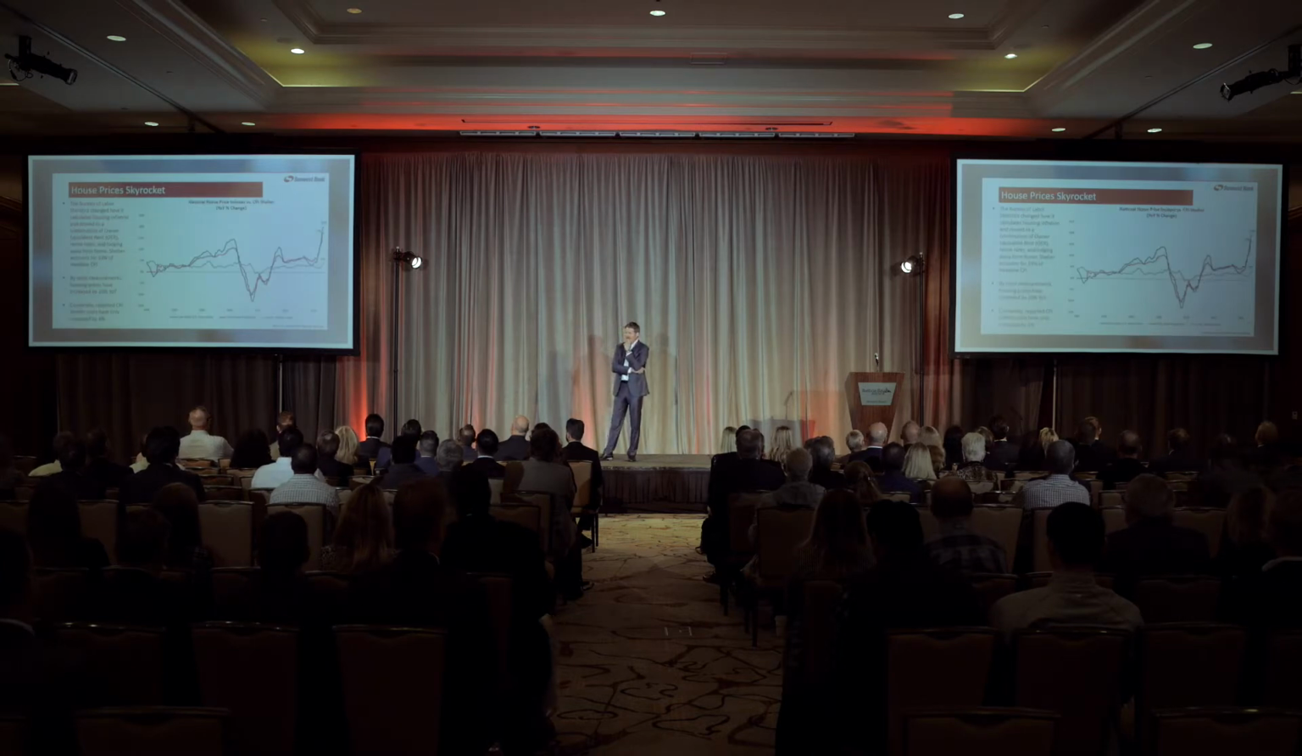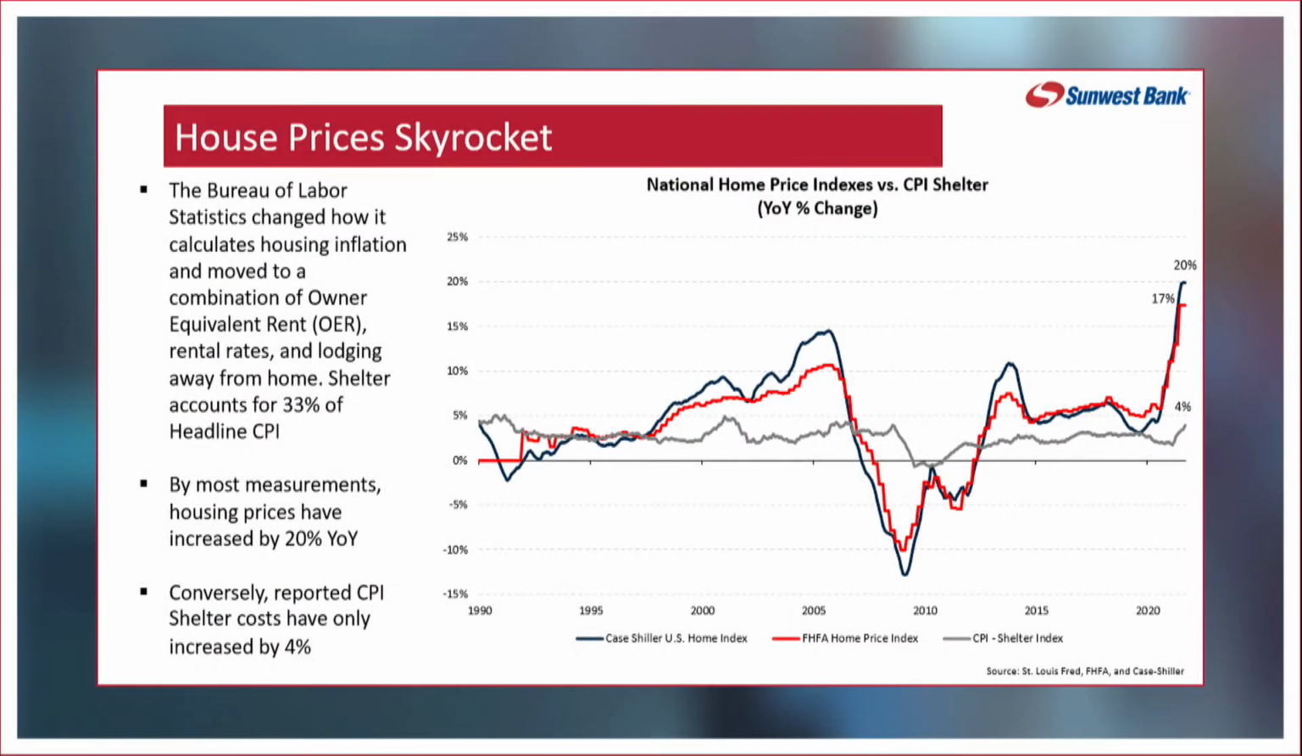Now let's look at housing prices a different way. This is the Case-Shiller Index, the one in blue. HFA Home Price Index in red, both up. This is year over year, 20%, 17%. Now what's this gray line? CPI shelter. Why is that 4%?